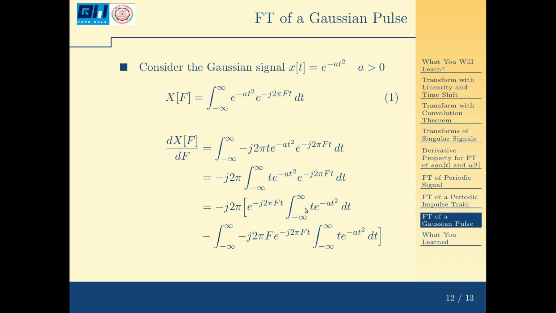So it is the integral from minus infinity to infinity of t e raised to minus a t squared dt, minus the integral of the derivative of the first. The derivative of the first function is minus j 2 pi f e raised to minus j 2 pi ft. Then the derivative of the first into the integral of the second. The integral of the second is the integral from minus infinity to infinity of t e raised to minus a t squared dt.